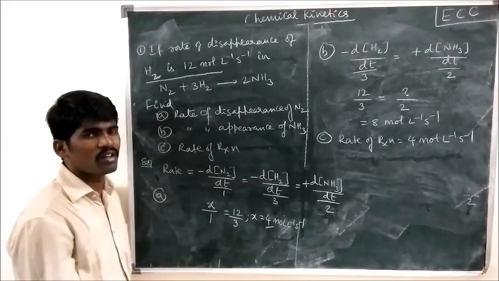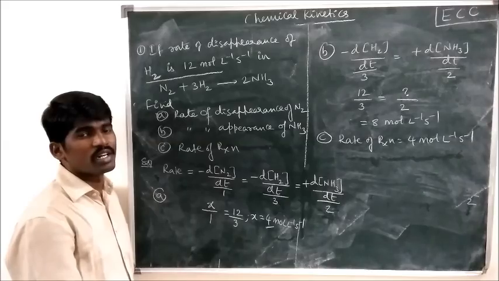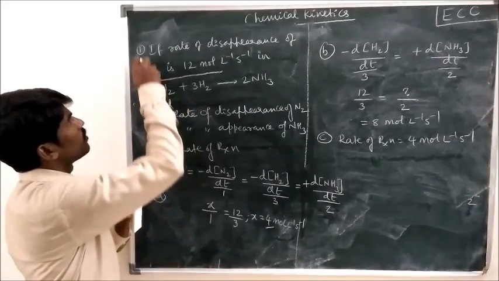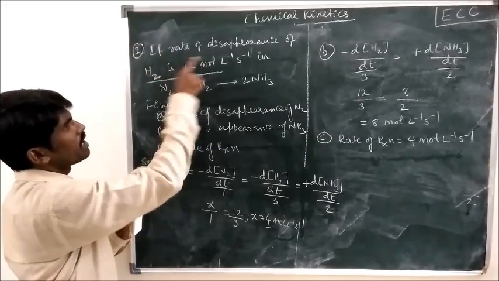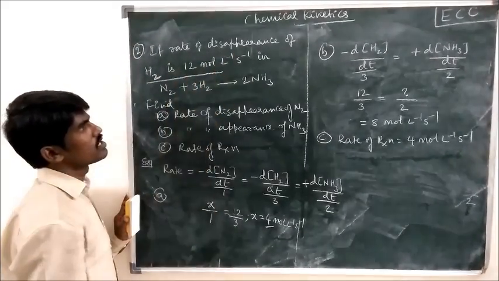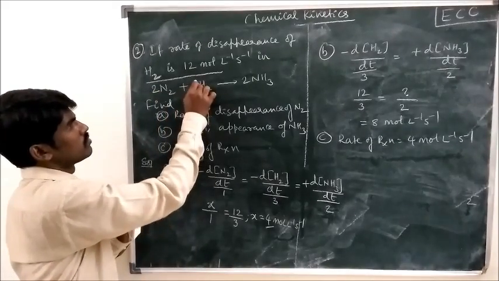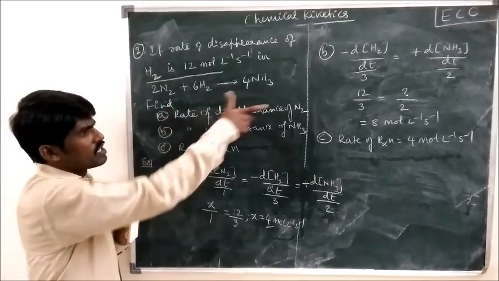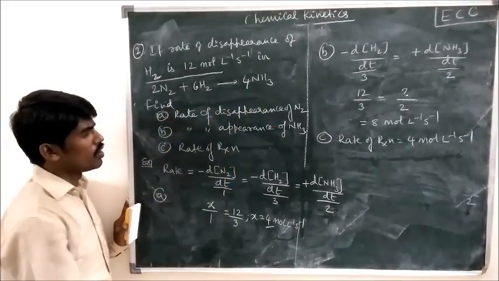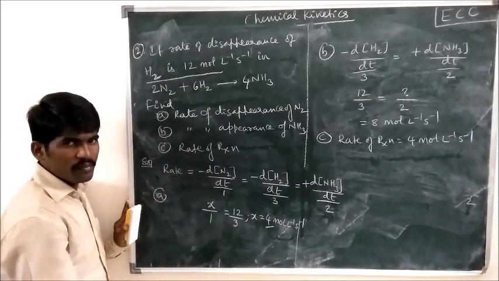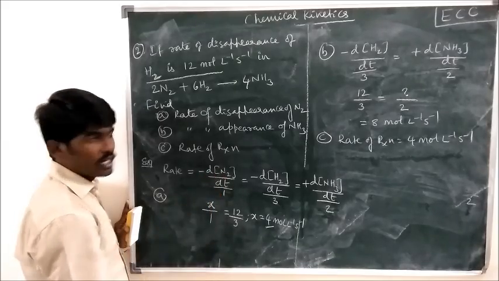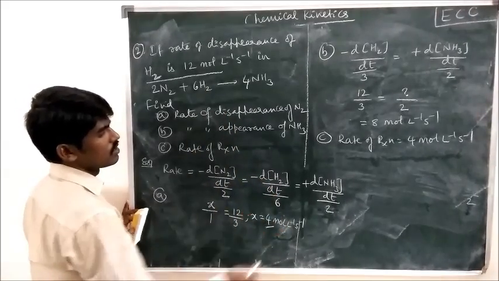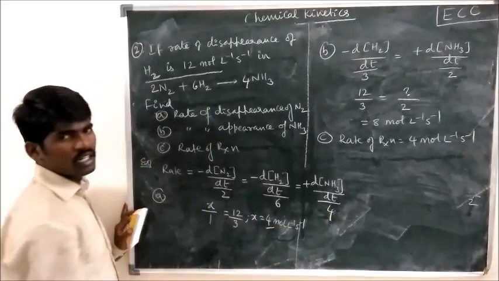If they give the rate of appearance of a product also, you can calculate the rate of reaction as well as the rate of disappearance of other reactants. Now I will change the same question. Hope you copied this question, right? Now in the second question I am giving you another question. If the rate of disappearance of hydrogen is 12 mole liter inverse second inverse in 2N2 plus 6H2 giving rise to 4NH3. I am changing the stoichiometric coefficients. So find the rate of disappearance of N2, the rate of appearance of ammonia and the rate of reaction. The rate expression will change. So the rate expression: minus dN2 by dt upon 2, minus dH2 by dt upon 6, equal to plus dNH3 by dt upon 4. Here the stoichiometric coefficient is 4 for this particular reaction.